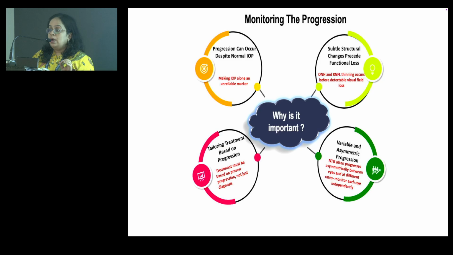So, why is it important? It's important because progression can occur despite normal intraocular pressure, and there can be subtle structural changes that precede functional loss. Treatment should be tailored based on progression. Treatment modifications can be done based on progression, and there can be variable and asymmetric progression. There can be variation between the eyes and between patients, and the rate of progression can vary. So it's important to monitor progression.